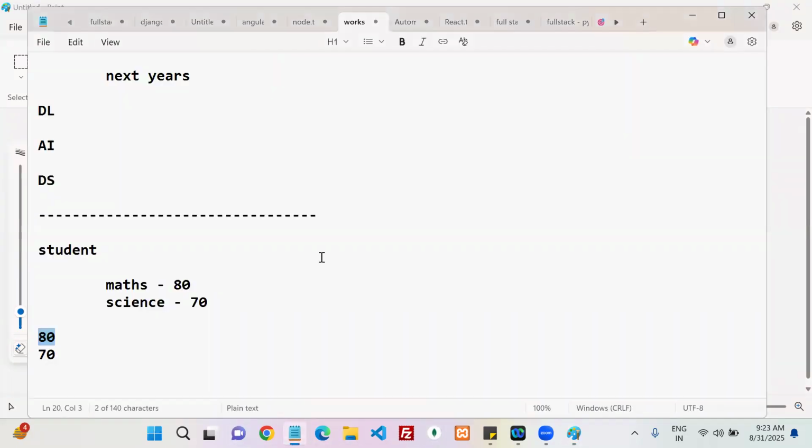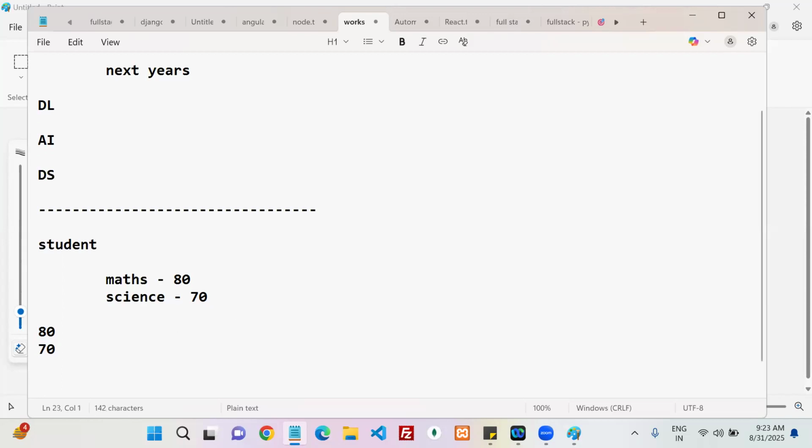Now, if you want to do some mathematical operations, for example, I want to know the average score in mathematics. How can we do it? 80 plus 70 by 2, or not? The same thing we can do by using matrix multiplication also, or not? Matrix multiplication. Okay, you know about matrix multiplication.